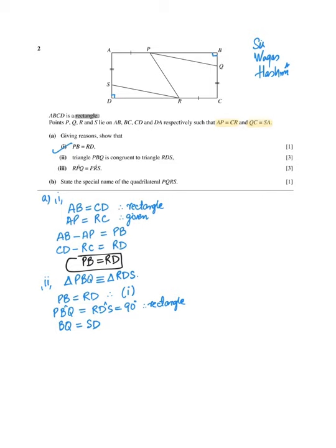So with those three properties stated, I have shown side, angle and side, right? With the property of side angle side, I proved that triangle PBQ is congruent to triangle RDS. That is your answer of second part.